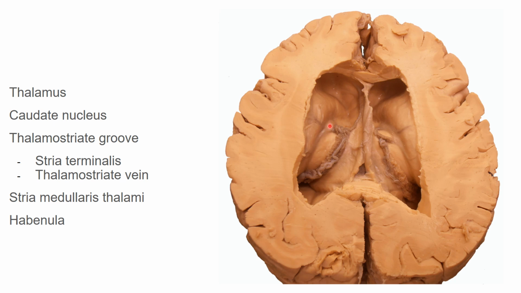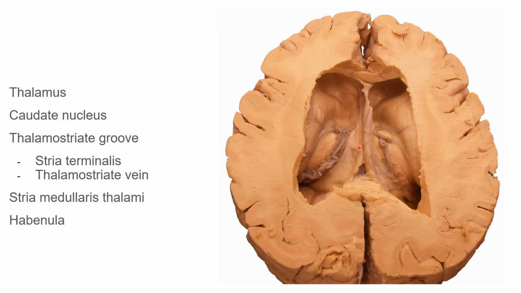And your thalamostriate vein is going to lie deep in that groove to your stria terminalis, which are axon fibers just traveling to deliver some information. So both of those are going to be in your thalamostriate grooves. And so that's your lateral thalamus little tract that you have to keep track of.